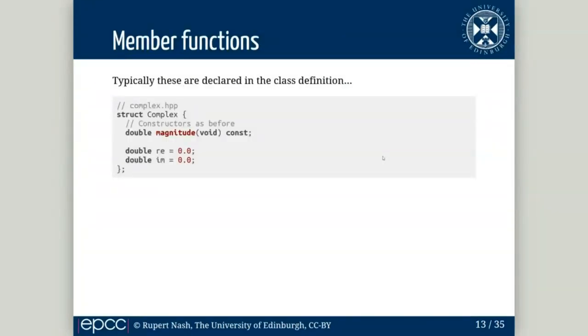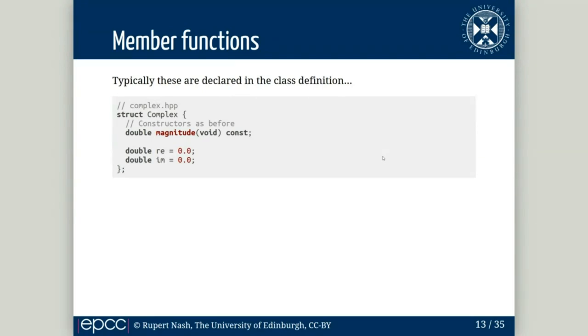And typically, these are declared in what we call the class definition. Now, I mentioned earlier that the convention for C++ file names is .cpp for our main code, and for our header files, we refer to them as .hpp. So the comment here is indicating that we're going to put this definition inside a header file. The advantage of that is we can then load that header file into multiple different .cpp files and access the definition.